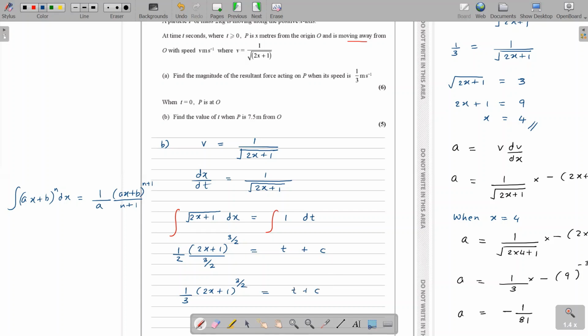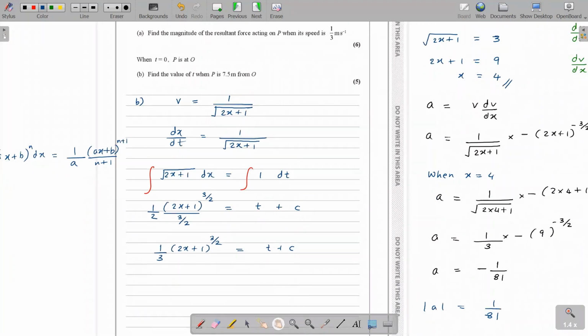Now they are asking you to find the value of the time when P is 7.5 meters from O, so x is 7.5. However, we can't directly do that. First, we have to get the c value. How do we get the c value? They have told you that at time 0, particle P is at the origin, which means at time 0, x is 0. So substitute t equals 0 and x equals 0 to get the c value.